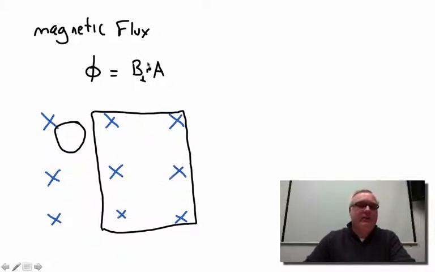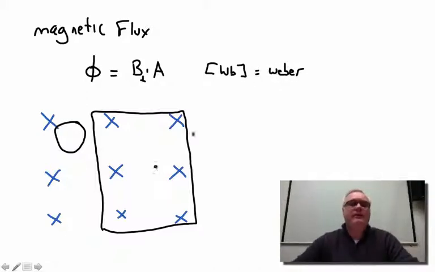So it depends not only on the size of the magnetic field, but also the area, and that means that there's more magnetic field inside that loop. Now the units for magnetic flux are called Webers. Their symbol is a Wb, and that is a Weber. So magnetic flux basically is the amount of magnetic field passing through the area that I'm investigating.